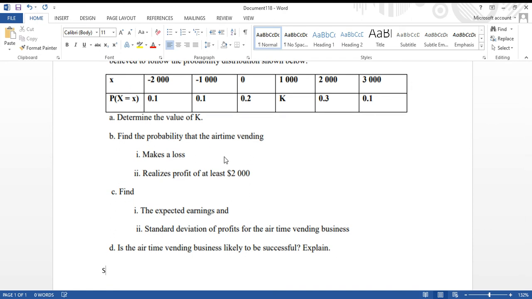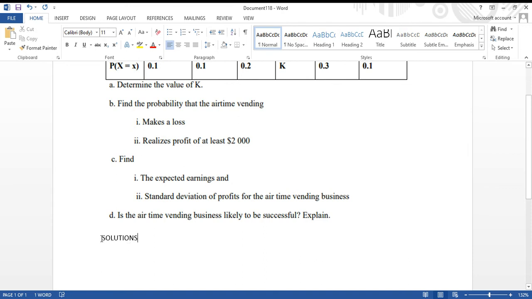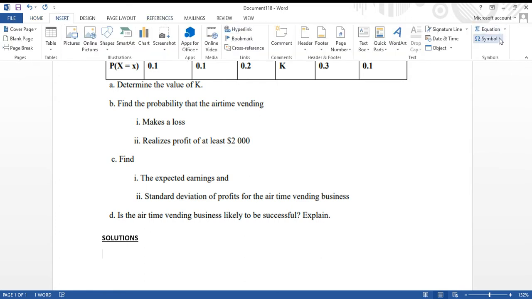I believe no one has problems with this. Can someone determine for me the value of K? 0.2. Please explain how you got that. Since you have told us that the probability is equal to 1, I added 0.1 plus 0.1 plus 0.2 plus k plus 0.3 plus 0.1, which is supposed to equal 1.